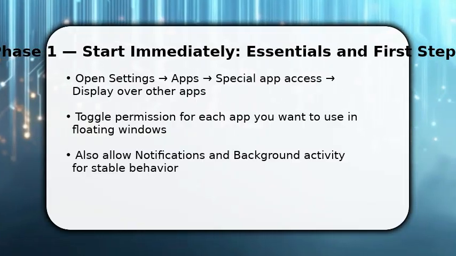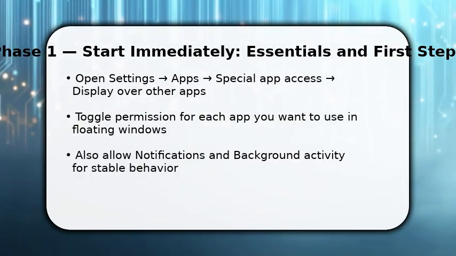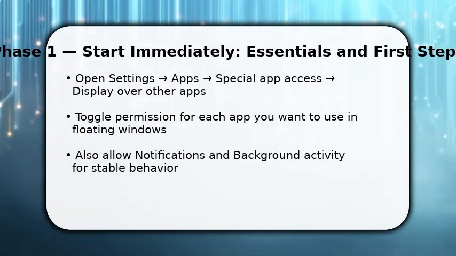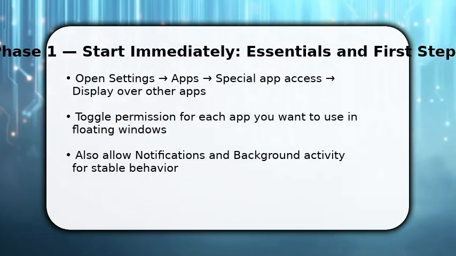You start by giving apps permission to appear on top. Open Settings, go to Apps, then Special App Access, and tap Display over other apps. Grant the toggle for the apps you plan to float. This is required so Android lets an app draw a window over others.